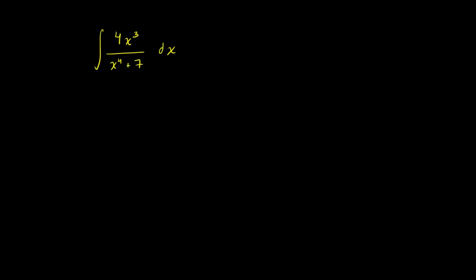So we want to take the indefinite integral of 4x to the third over x to the fourth plus 7 dx. So how can we tackle this? This seems like a hairy integral.